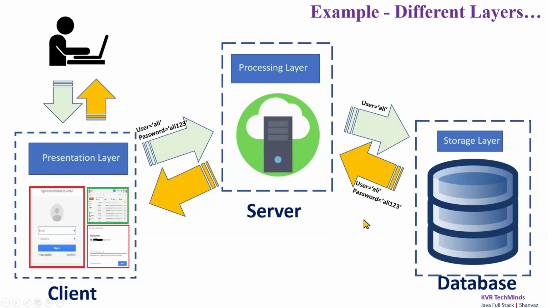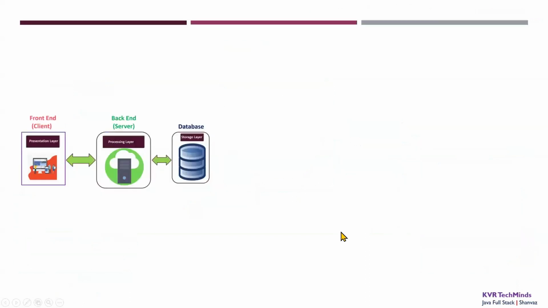In case of an error, it has to prepare the error response and send it back to the client. That is the complete end-to-end process. So to understand how the presentation, processing, and storage layers work, this is one simple example. Just now we understood what is front end, what is back end, what is database. Let us go a little more deeply. Let me elaborate on this processing layer a little more.